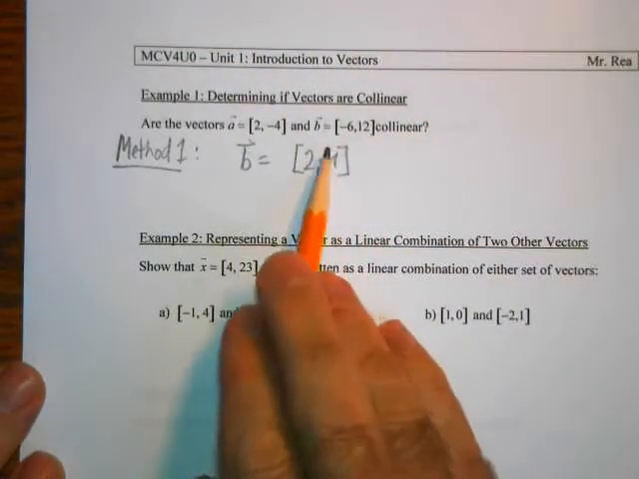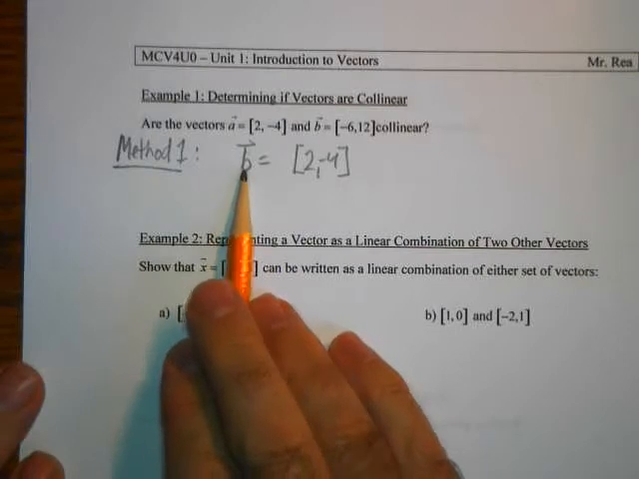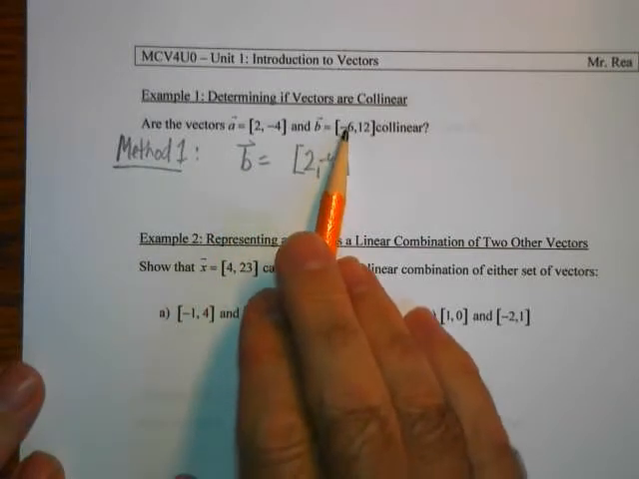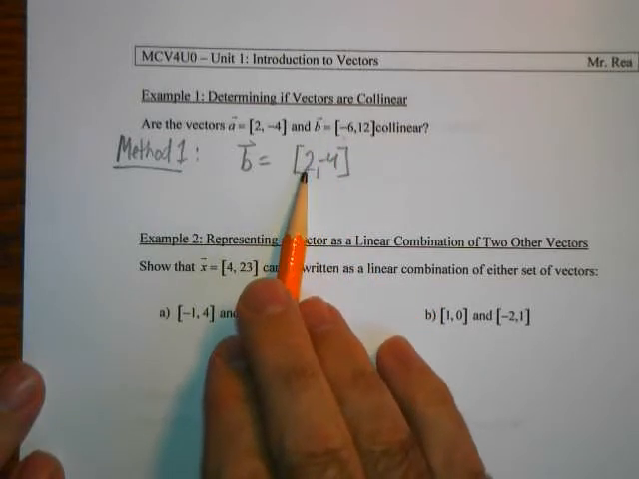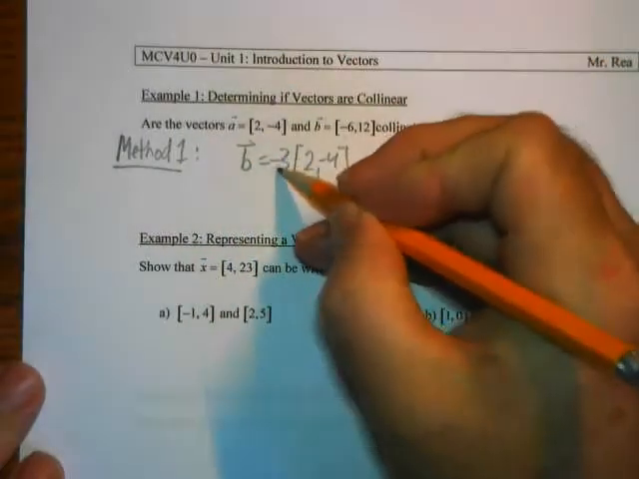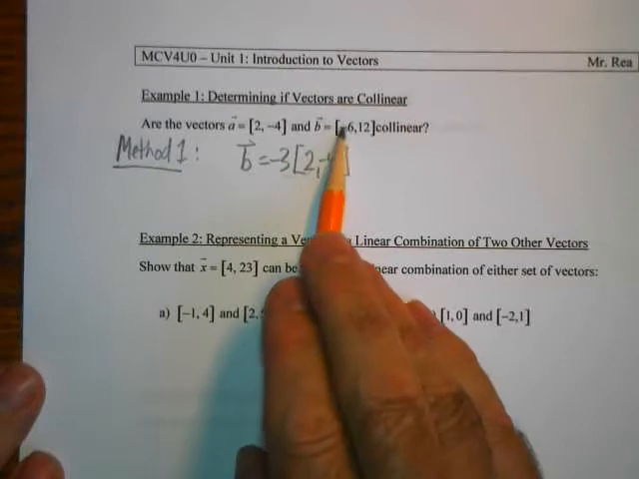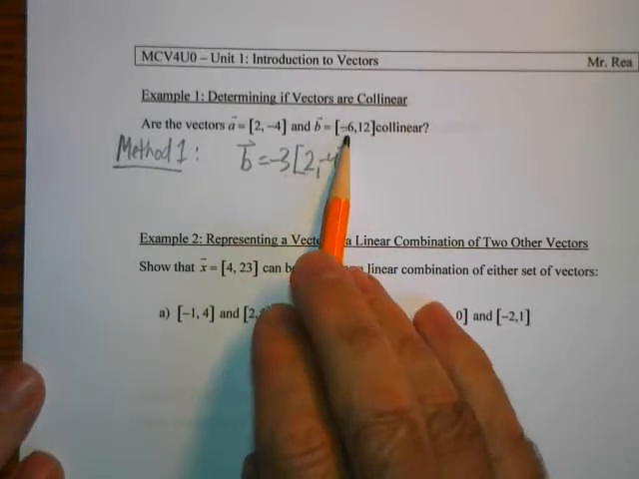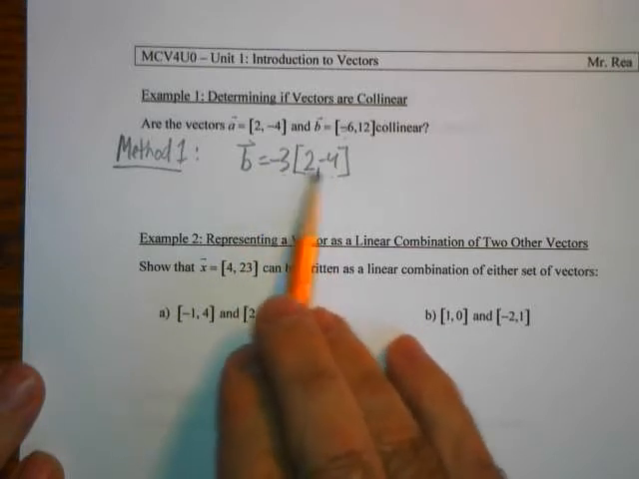So I know vector B is -6, 12. So I know that if I want to create at least the x component of vector B, I have to multiply vector A by -3. Okay, so I know that multiplying these two together will get me the x component of vector B, but will it also get me the y component with that same scalar?